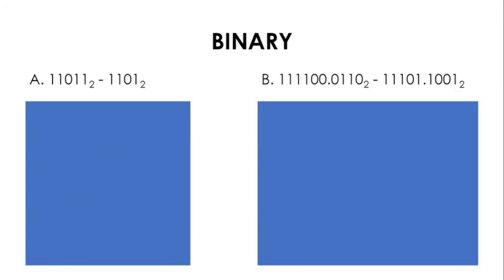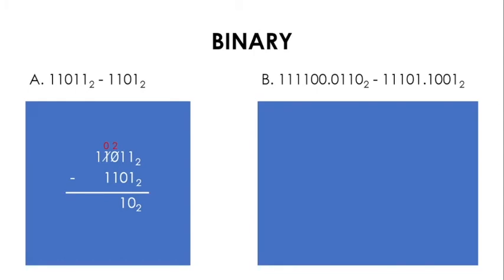For the first topic, we will be subtracting binary numbers. So for the first example, we have 11011 binary minus 1101 binary. Now, all you have to do is subtract each digit from one another, starting from right to left. So, 1 minus 1 is 0. 1 minus 0 is 1. 0 minus 1, that cannot be, so we'll have to borrow from the next term. And the next term is 1.